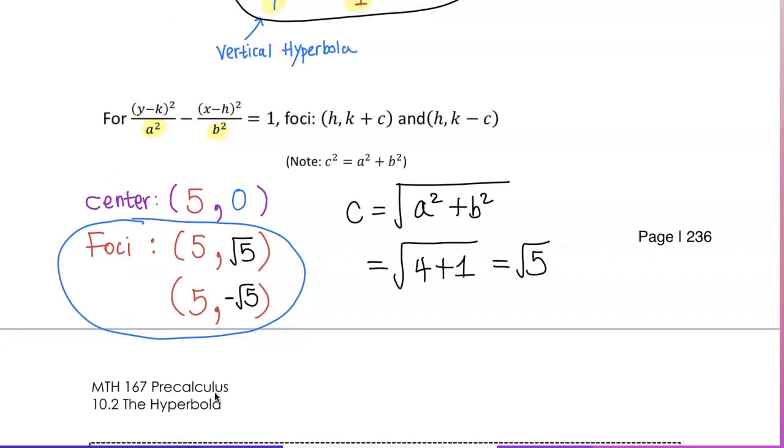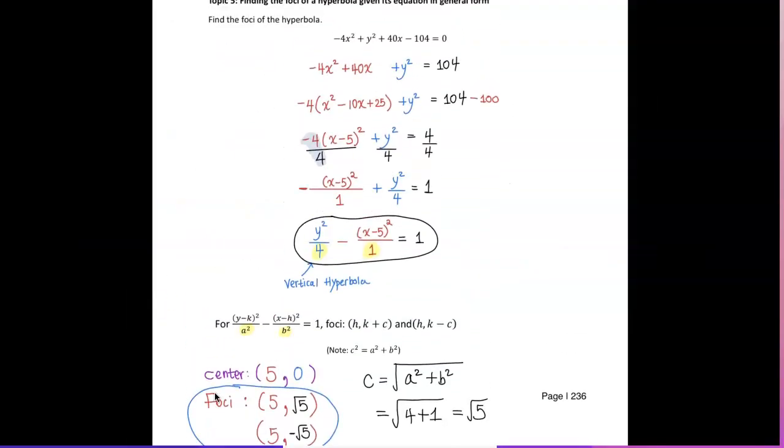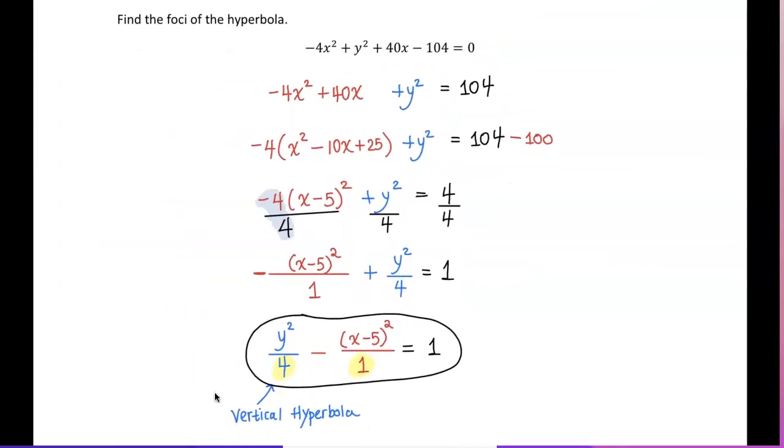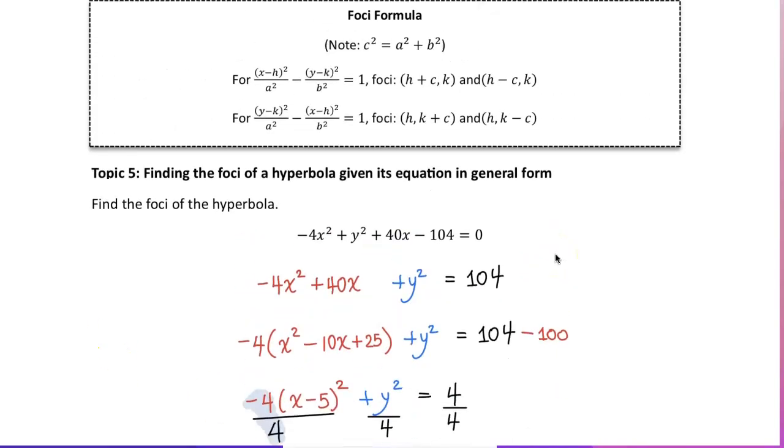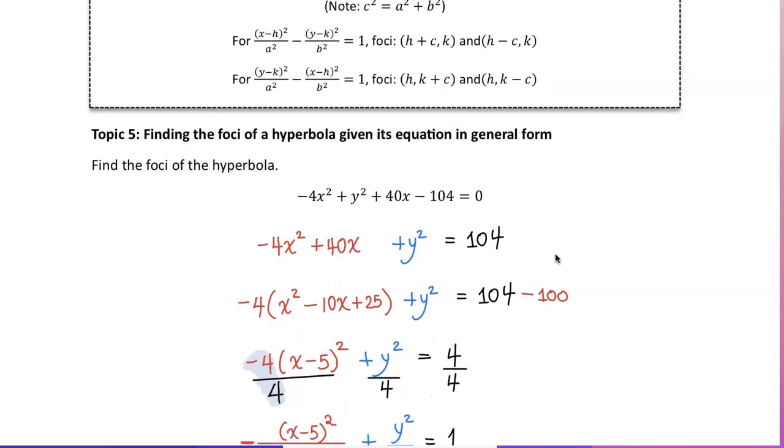This one was a little bit longer just because they gave us the general form of the hyperbola instead of the standard form. So we had to do some work to get it down to the standard form. But once you do, and you know all the formulas that you will need for this section, I have them copied in the course pack. So make sure to use them correctly because there are two formulas right there. But that is it for this topic on finding foci of a hyperbola.